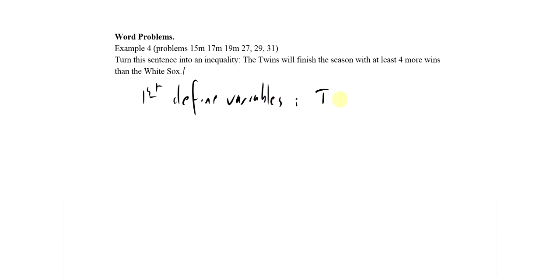So we'll let capital T equal Twins wins, capital W equal White Sox wins. These are 2 baseball teams. And the season just started. So, Twins will finish the season with at least 4 more wins than the White Sox. So what does that mean about the Twins? At least 4 more wins. That could be 4 more wins, or 5 more wins, or 6 more wins, or 7 more wins, however many more wins. So how many wins will the Twins have?